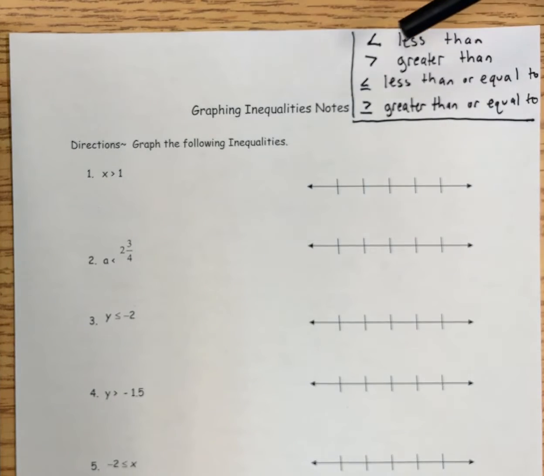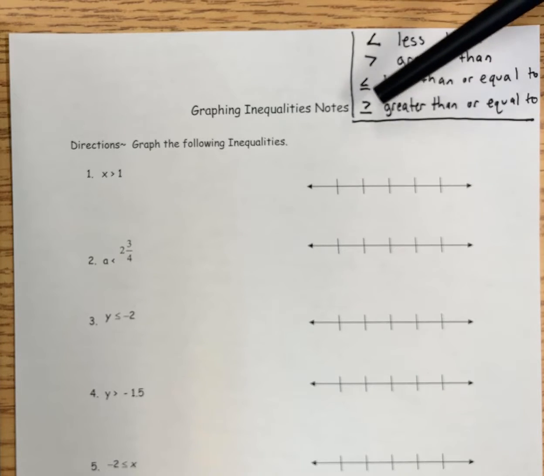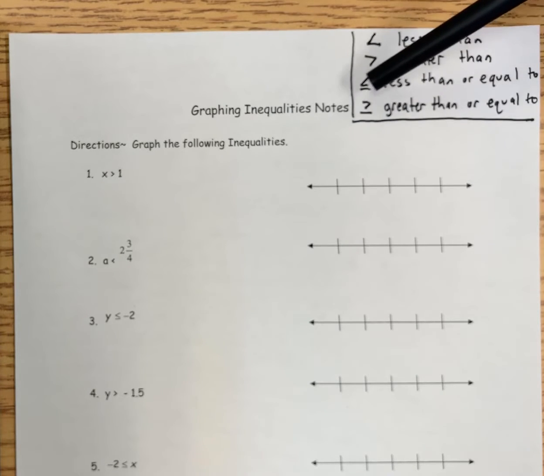So here, if you remember, if it's going towards the right, so if it's going away from your variable, it's less than. If it's going to the left, towards your variable, it's greater than. And then if you put the lines underneath, so like this, when it's going to the right with the line underneath, that's less than or equal to. And here is greater than or equal to.